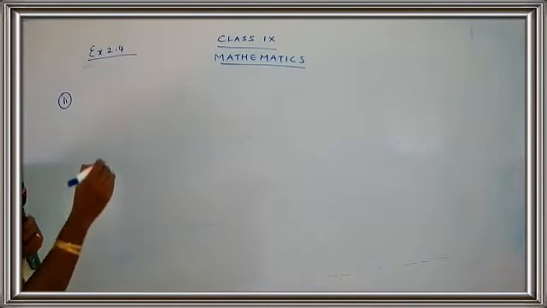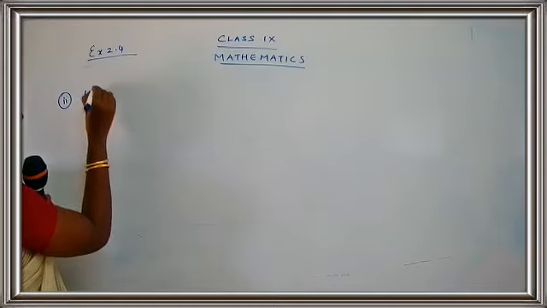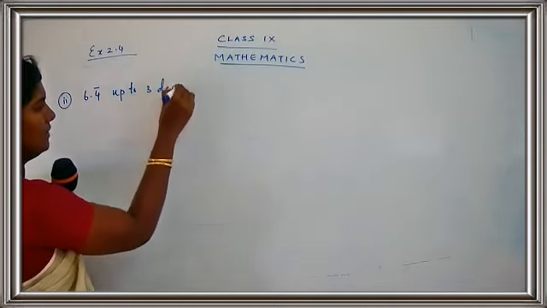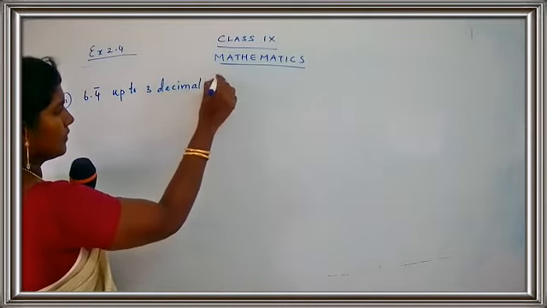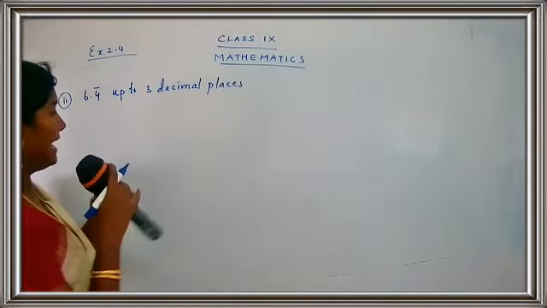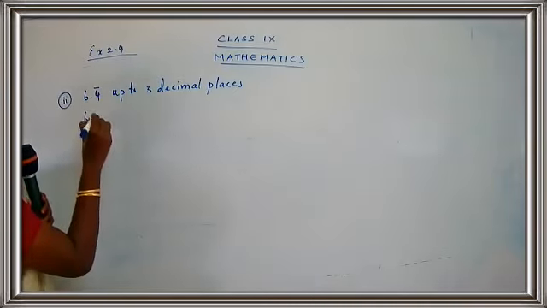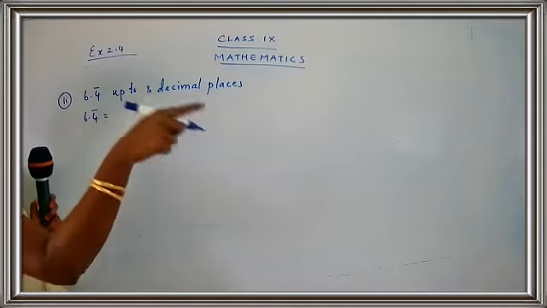It's 6.4 bar up to 3 decimal places. What you have to do? You have to find 6.4 bar up to 3 decimal places. So what will be the answer? So 6.4 bar is equal to 3 decimal places.